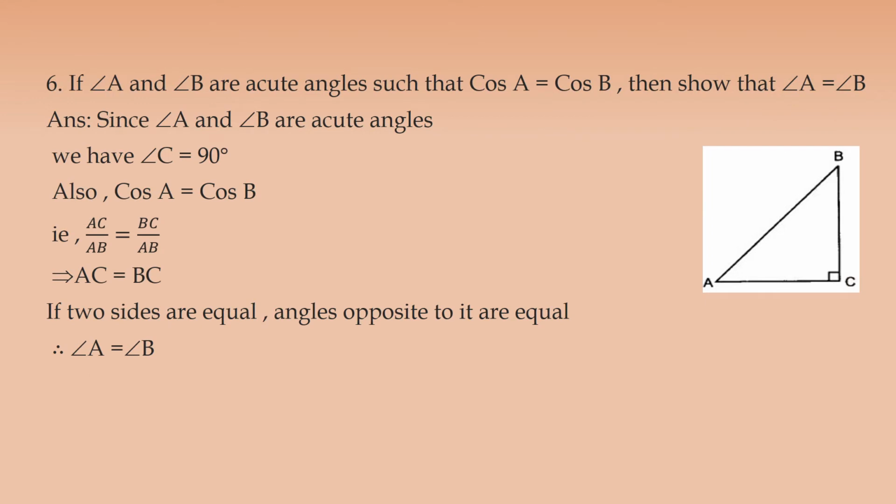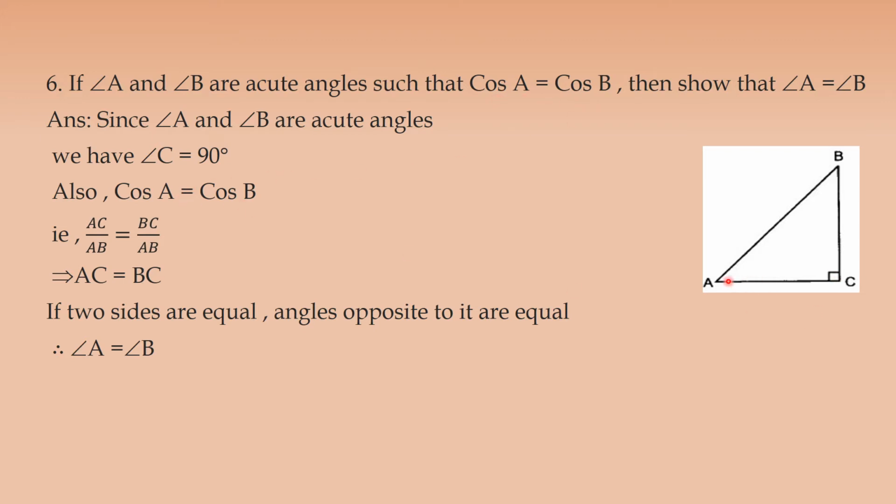Question number 6. If angle A and angle B are acute angles such that cos A is equal to cos B, then show that angle A is equal to angle B. Here in the question we are given angle A and angle B are acute angles. Since our triangle is a right angle and angle A and angle B are acute angles, surely angle C will be 90 degrees. We are given a relation cos A is equal to cos B.